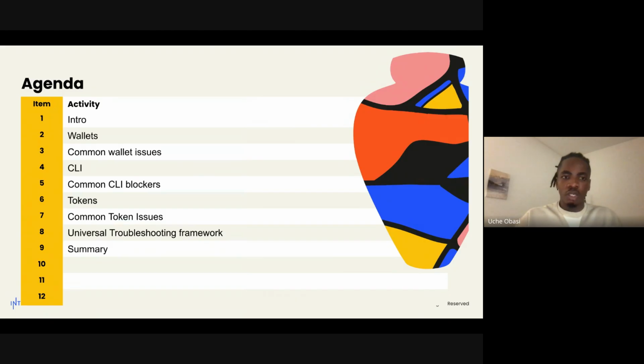So like I said, we'll be covering common issues that we see when interacting with wallets. Same for the CLI, same for the tokens, and then we round it up with some universal troubleshooting techniques. And then we'll have a summary for everything.